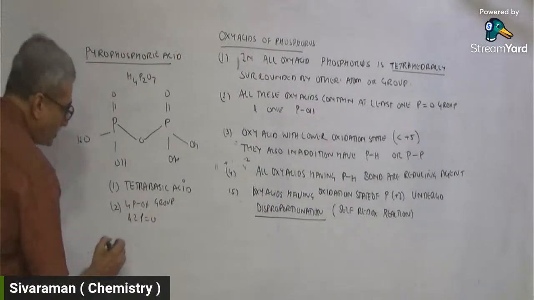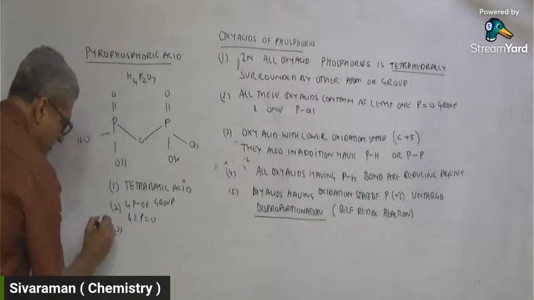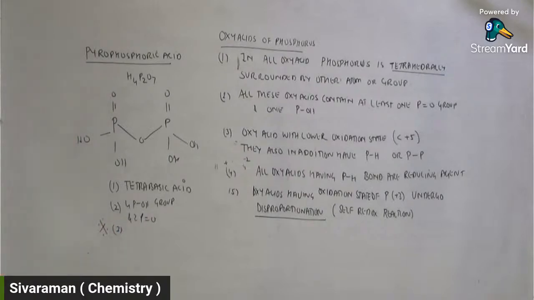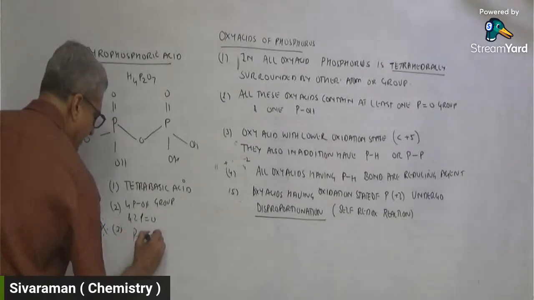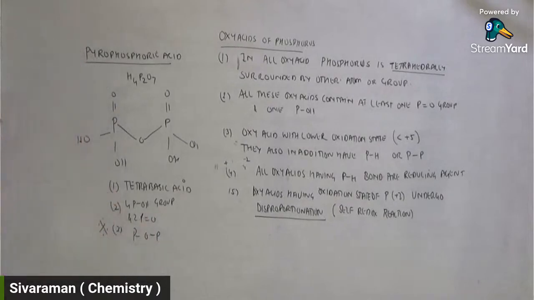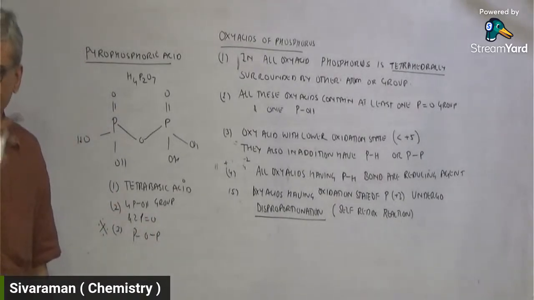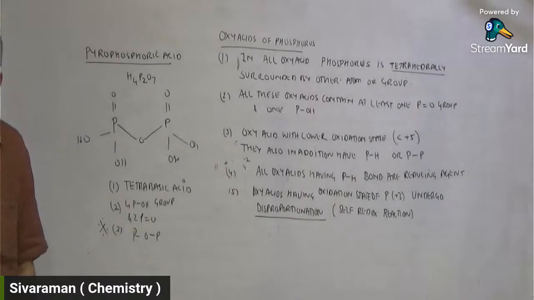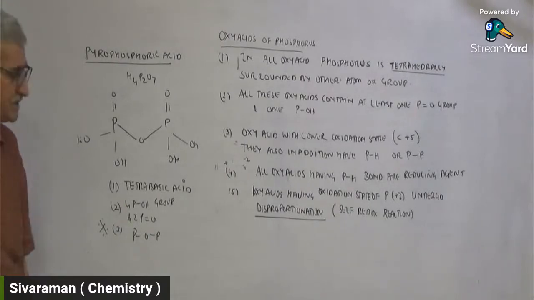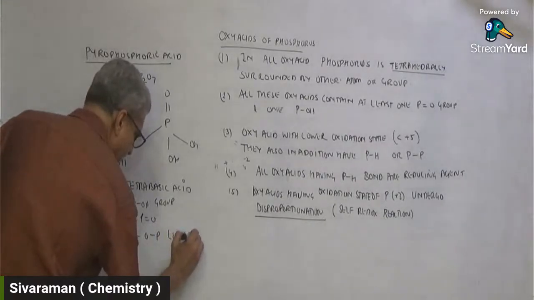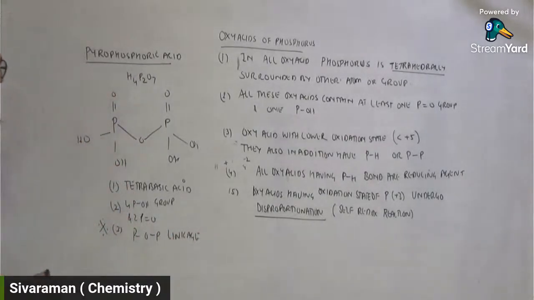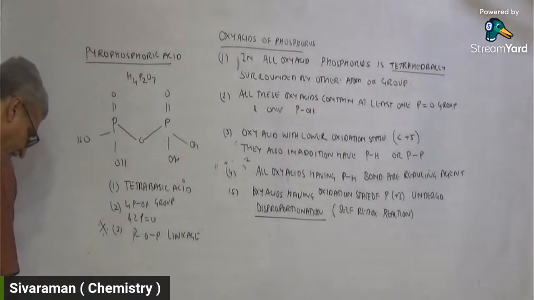Most important point I told you, this is pyrophosphorus and pyrophosphoric. These are the only two oxyacids which have a POP linkage. So remember those oxyacids with a POP linkage. This is the kind of question asked in entrance exams. So the POP linkage is in pyrophosphorus and pyrophosphoric acid.